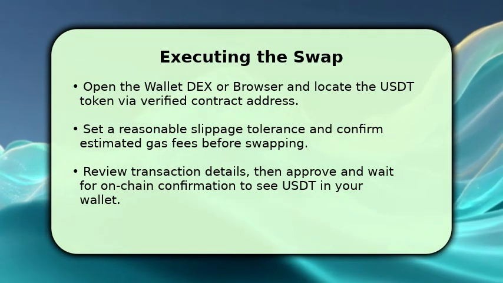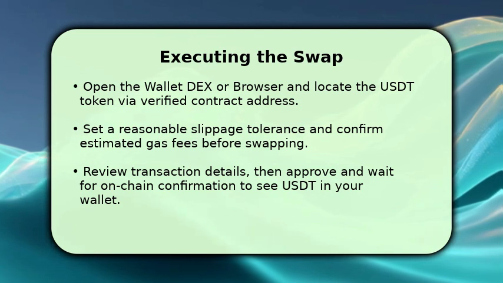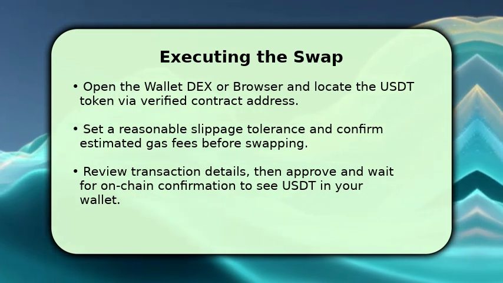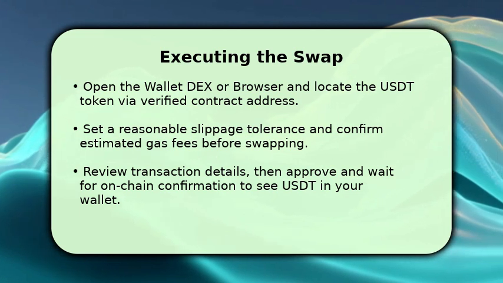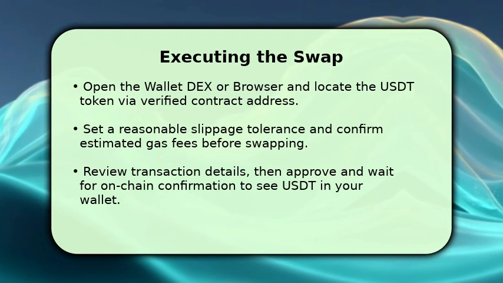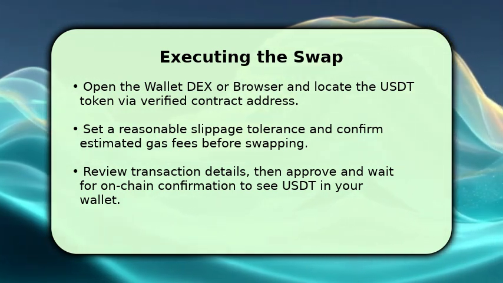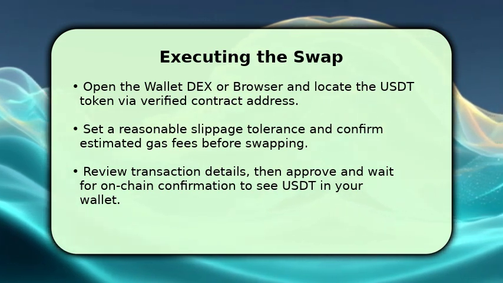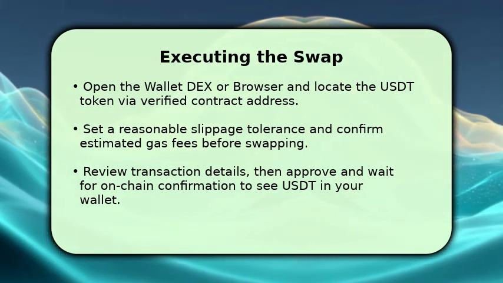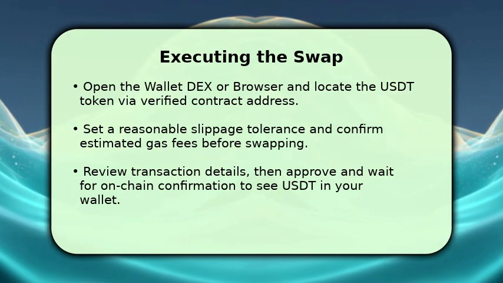Use the DEX tab or in-app browser to navigate to the swap interface and paste the verified USD contract address. Enter the amount, adjust slippage tolerance to account for price movement, and approve the token's spend when prompted. Confirm the swap and monitor the transaction hash in the Activity tab until it is confirmed. Once complete, your USD will appear in your Trust Wallet balance and be ready for transfers or holding.